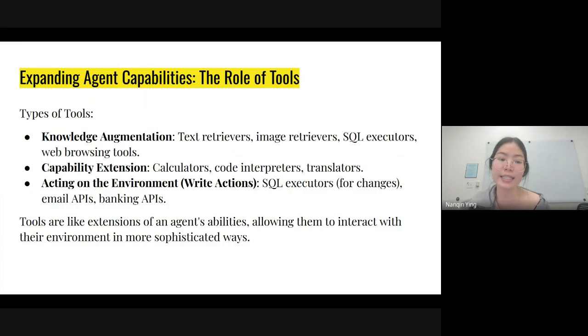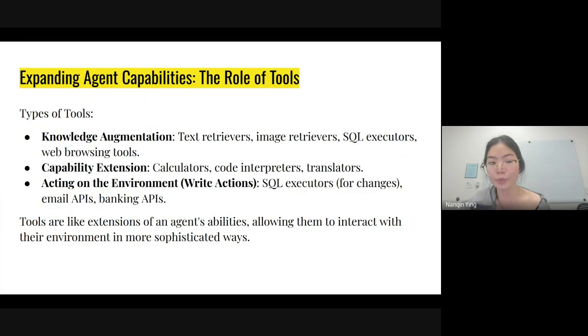The second is capability extension, which especially means they can address the inherent limitations of AI models. For example, we all know ChatGPT is really bad at math. So rather than solving this limitation with fine-tuning or some other way, you can just give the agent a calculator as a tool to make it good at math, and you don't need to train anymore.